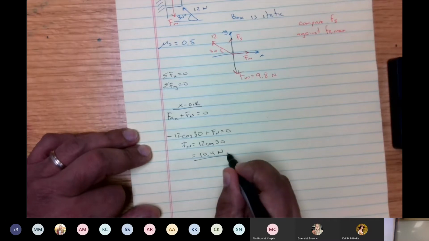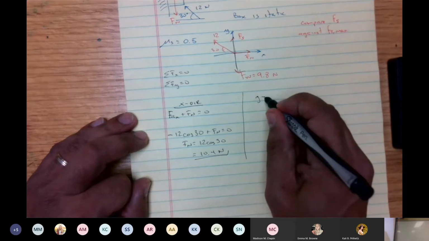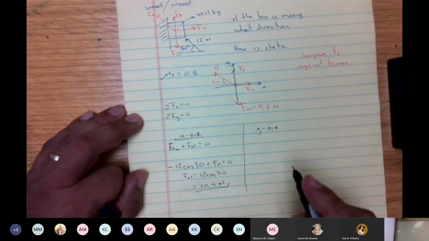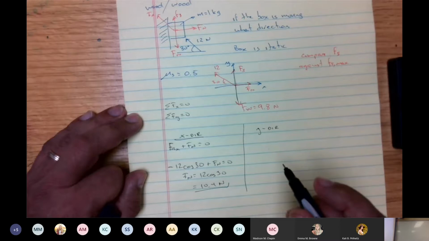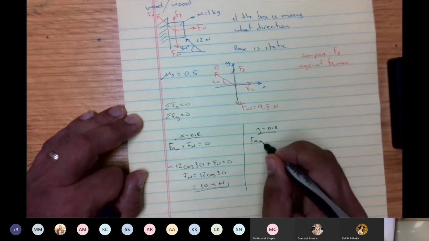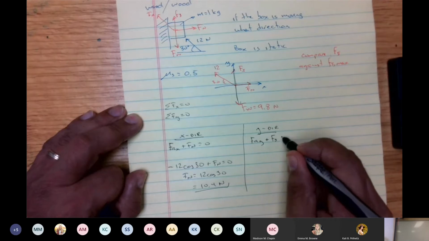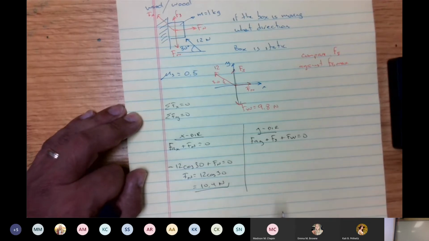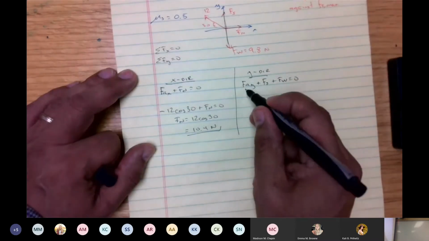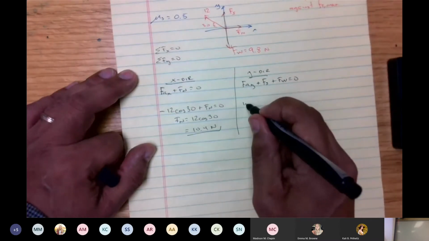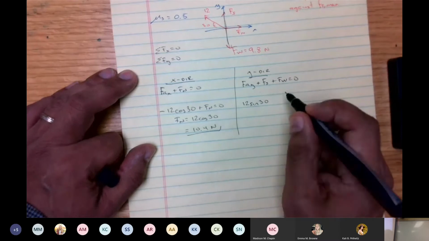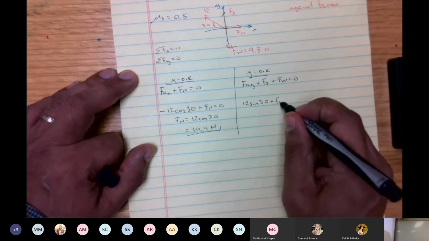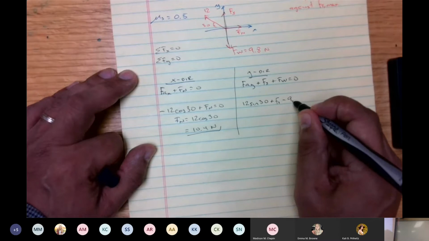Okay. Now in the Y direction, I'm gonna have, I think, three forces. So I'm gonna have the Y component for the applied force, the force of friction, and the weight. And that's gonna be equal to 0. So the applied force, that's gonna be 12 sine of 30 plus the friction force minus 9.8. That's gonna be the weight. And that's gonna be equal to 0.